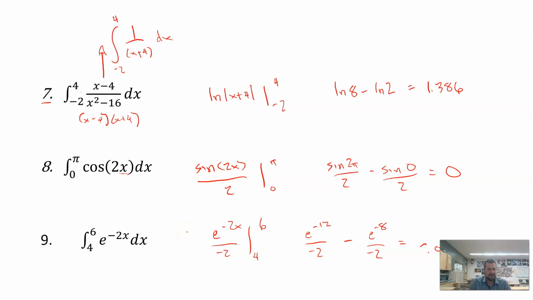Now, all that means basically is my cosine graph has the same amount of area above the x-axis as it does below on the interval in question from 0 to pi, so that area cancels out. On number 9, very similar, I've got e to the negative 2x. So when I take the antiderivative of that, it is e to the negative 2x, and then we divide by, again, the derivative of what is in the parentheses. So that's how we get the answer to number 9. So there's the first 9 there.